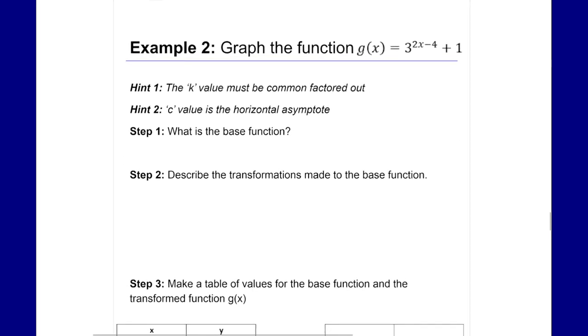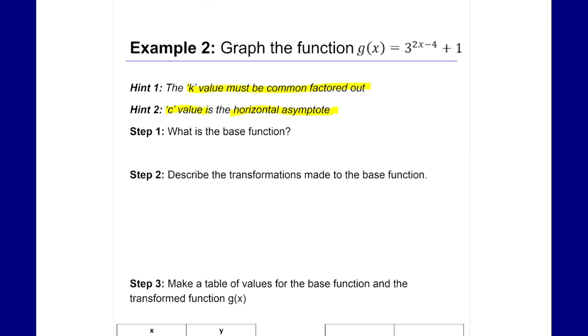Right, so graph the function g at x equals 3 times 2 to the power of x minus 4, plus 1. So this one's a little bit different because we don't clearly see a k value outside the bracket, right? It should be k times x minus d, something like that. So if this is the case, sometimes the k value might have to be common factored out. And as an additional note, the c value tells us the horizontal asymptote. So the c value tells us the value that our graph approaches but doesn't quite touch.